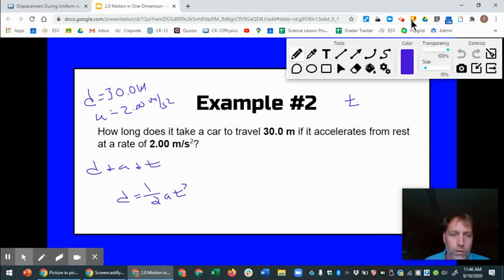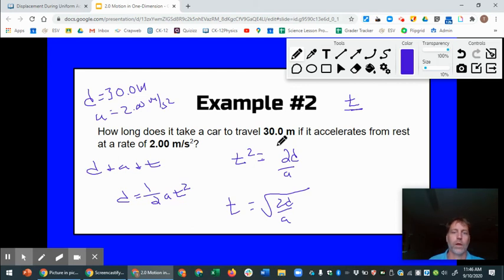So what we're trying to solve for is t. We have to rearrange our equation, so t squared, do some algebra here. T squared is going to equal 2d divided by a. Oops, that's a mistake. Now, since this is t squared, to get rid of the square, we have to take the square root of both sides. So t equals the square root of 2d divided by a. So now we have our time.